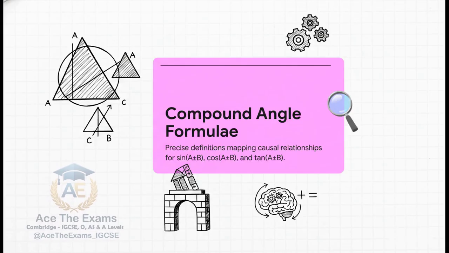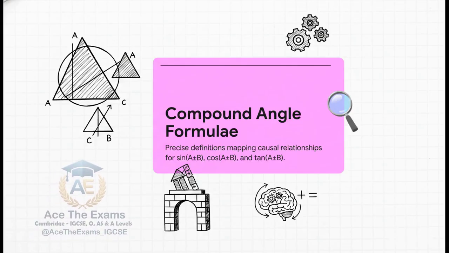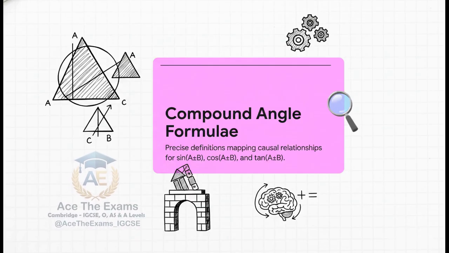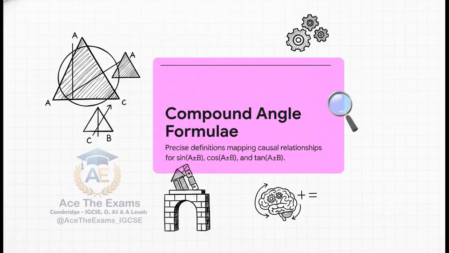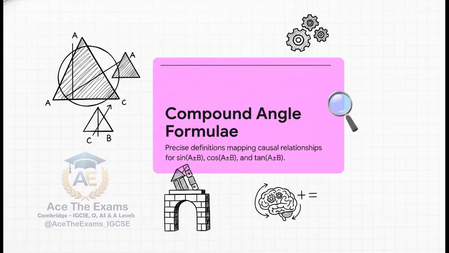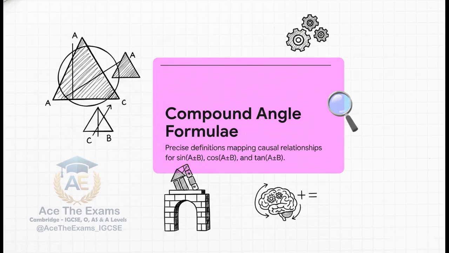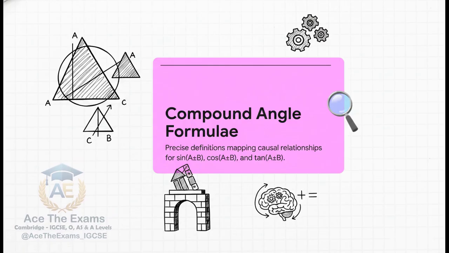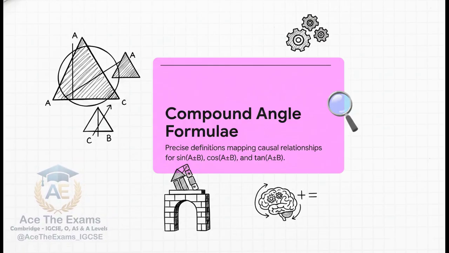So the core objective here is completely redefining how we view these equations in the lab. Compound angle formulae aren't just abstract, meaningless symbols you blindly plug numbers into. They are precise mathematical definitions mapping the specific causal relationships for sine A plus or minus B, cosine A plus or minus B, and tangent A plus or minus B. You have to realize these require precise definitions and logical evidence-based reasoning. They're the foundational theoretical architecture of trigonometry.